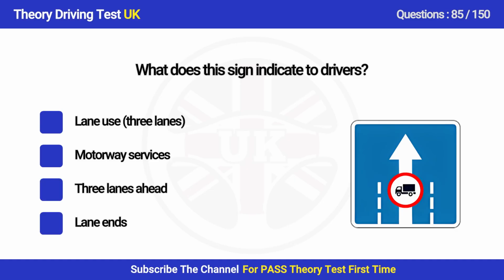Question 85. What does this sign indicate to drivers? A. Lane use 3 lanes. B. Motorway services. C. 3 lanes ahead. D. Lane ends.